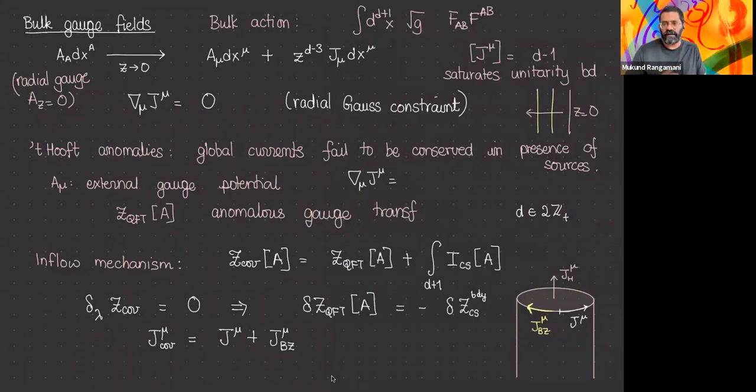In fact, if you write down the Maxwell Hamiltonian, the constraint explicitly comes in as a Lagrange multiplier. So if you write the Hamiltonian for radial decomposition for the Maxwell theory in AdS, you will see that there's a term which is A_z times this constraint.